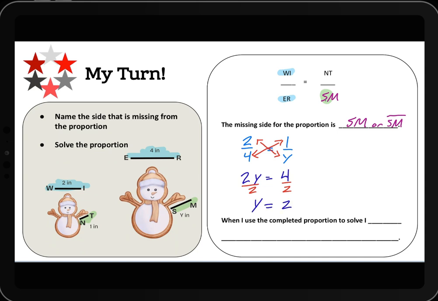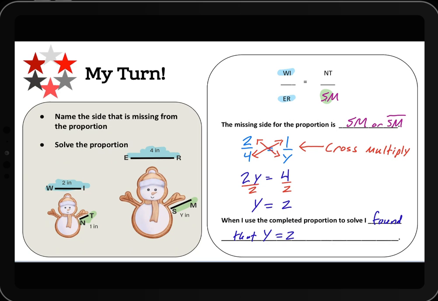So when I used the completed proportion to solve, I found that y equals 2. Remember, I used cross multiplication, so we cross multiply in that particular step right there.